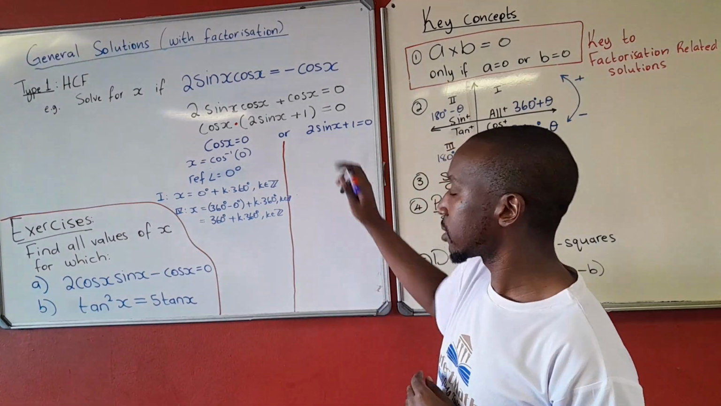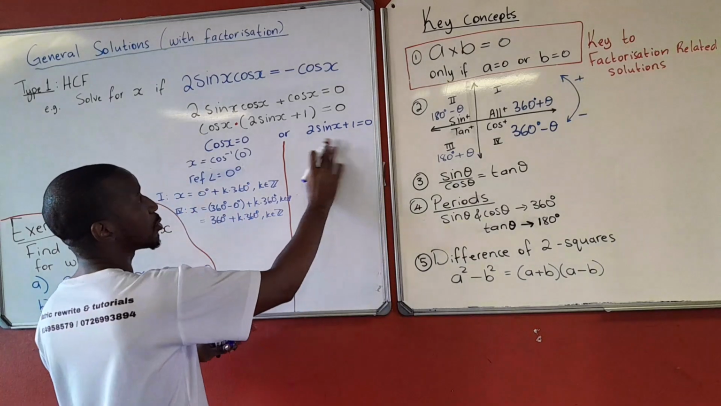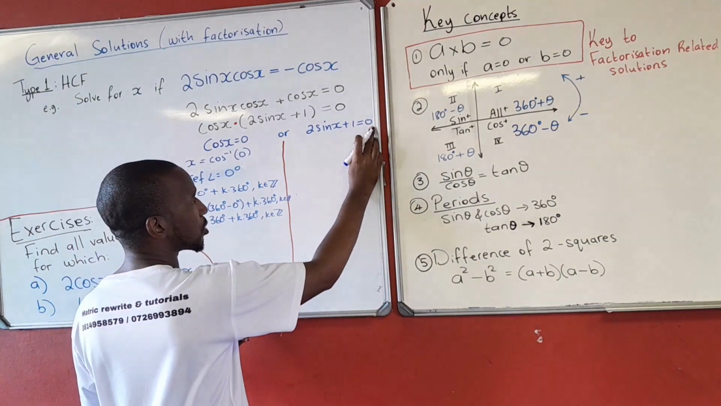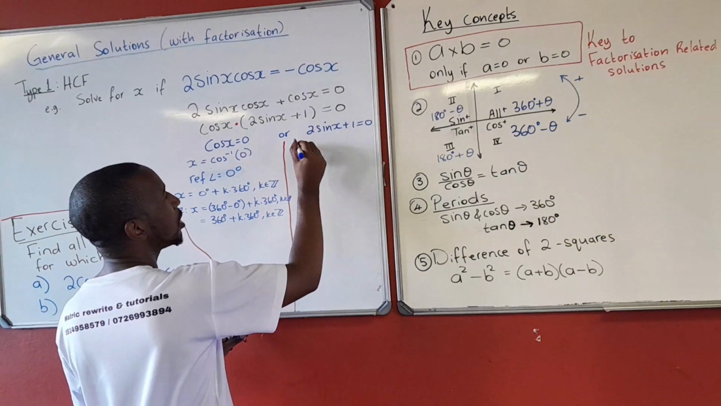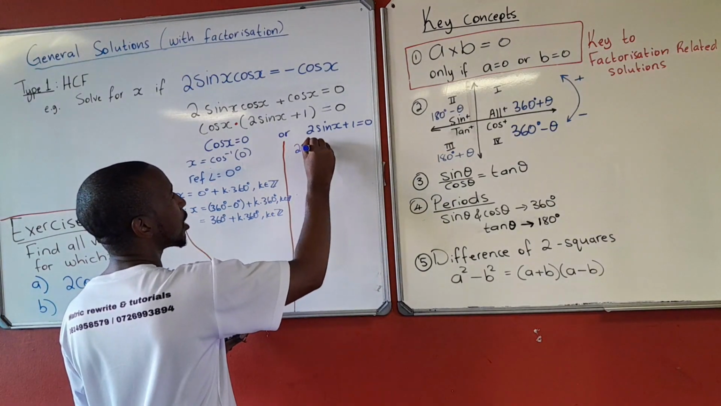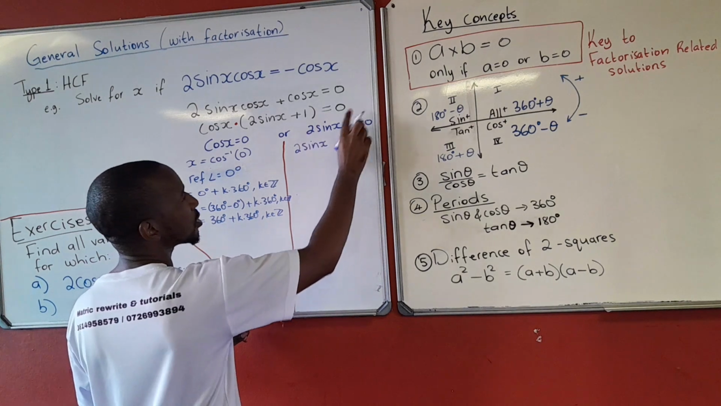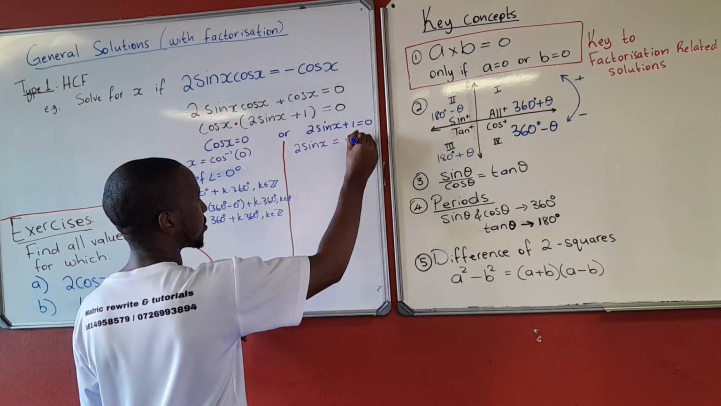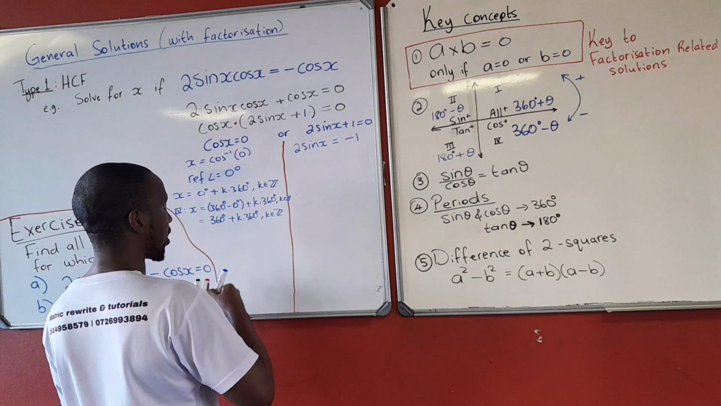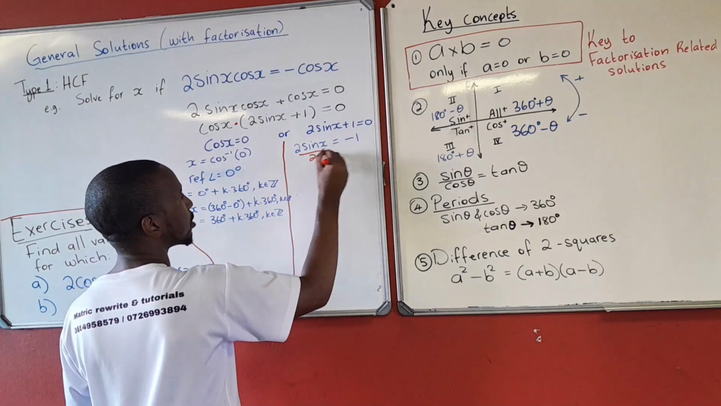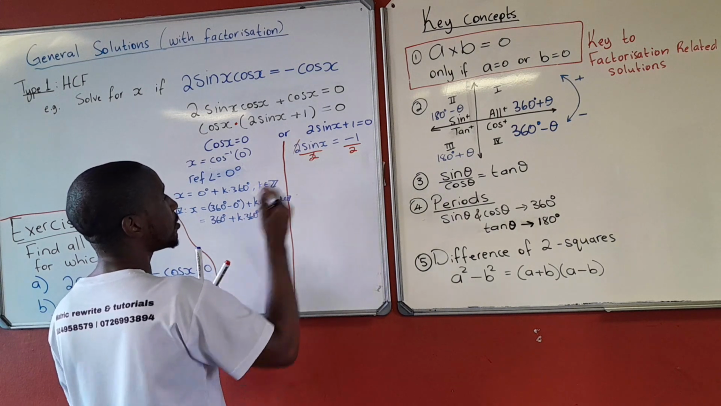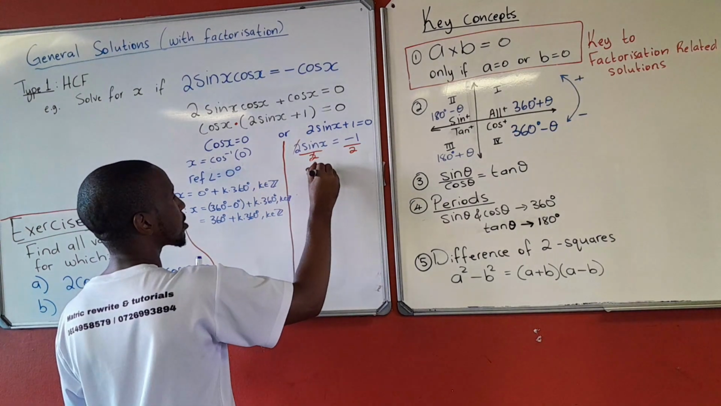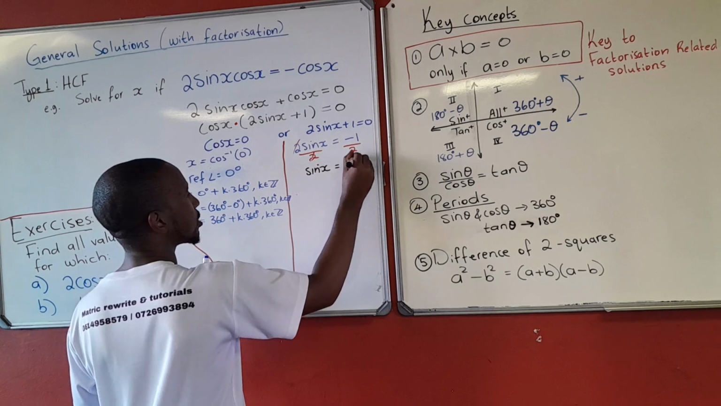Now let's look at the other side. For the other side, we have 2 sine x plus 1 equals 0. That means that we need to solve for x, so everything needs to move out. So here we have 2 sine x. The 1 is positive, going that side becomes negative. Then we are going to divide by 2 both sides, which cancels out that 2, leaving us with sine x equals negative half.